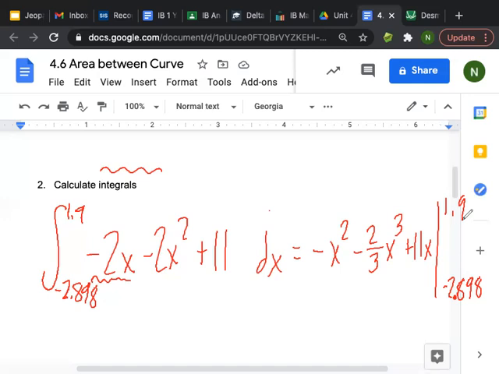Wait, so is the answer, we just gotta plug in. Yeah. So then you would do negative 1.9 squared minus 2/3, yada, yada, yada. I'm not gonna write it all out with my finger, it takes too long. Not too bad of a lesson, right? Could have been worse. So it's just these three things?